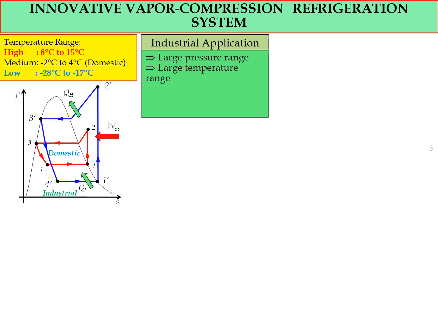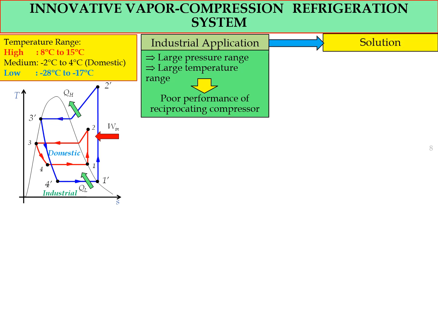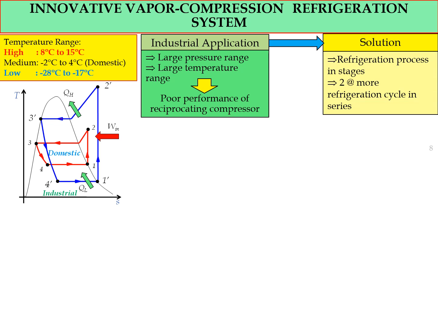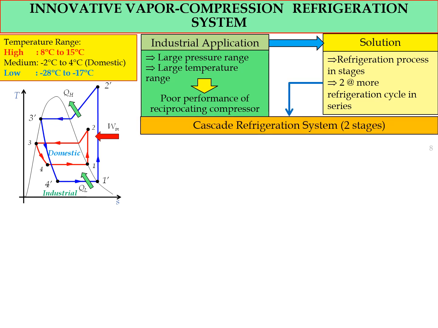If you look at the TS diagram, the blue cycle, which is the industrial application, has a large pressure range from 2 prime, 3 prime, and 4 prime to 1 prime, and also needs a large temperature range. For this case, the reciprocating compressor has poor performance, which comes from the compression process. To overcome this problem, we use a refrigeration process in stages, with 2 or more refrigeration cycles in series, and it is called a cascade refrigeration system.